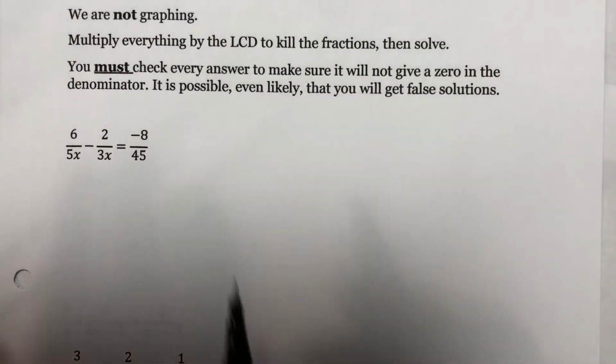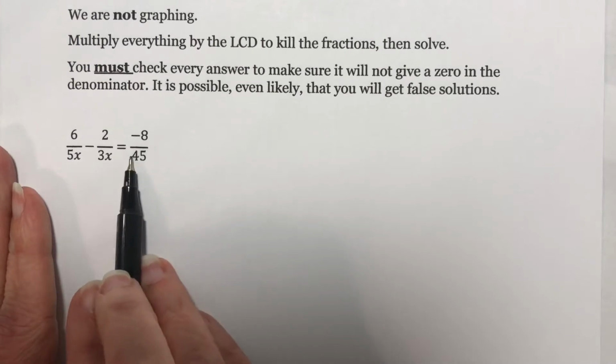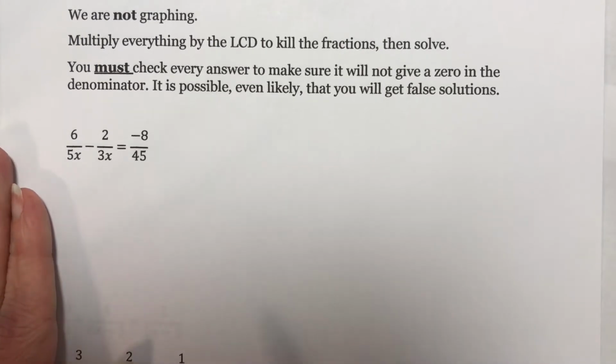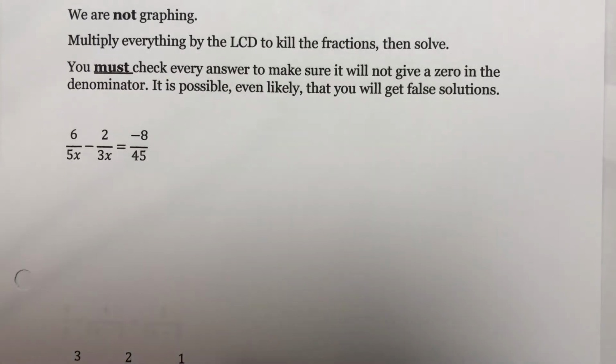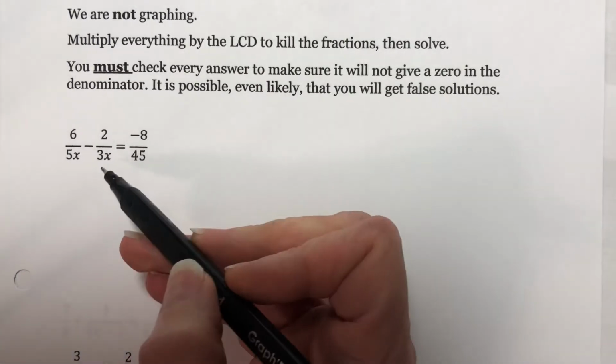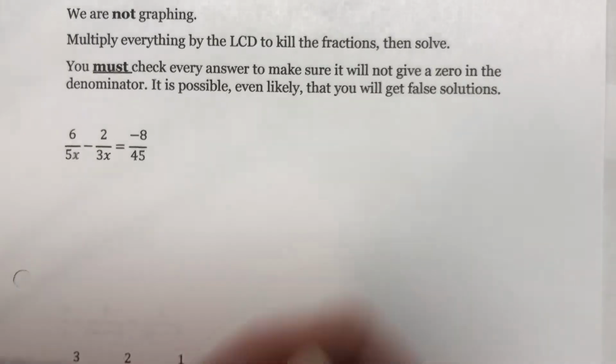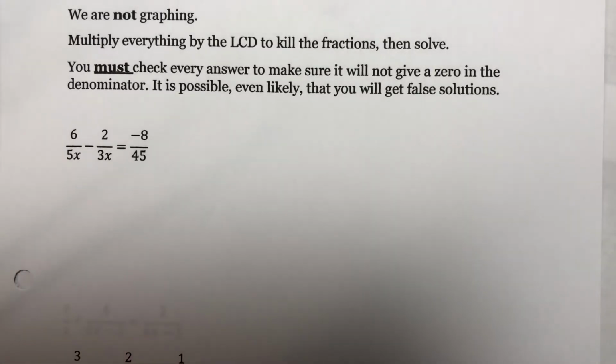What's different about solving these equations, and notice there's an equal sign here, is what makes this different from the other fraction equations we've solved: we have variables in the denominator. Our approach is going to be the same as with regular fractions. We're going to multiply everything by the least common denominator and then solve.